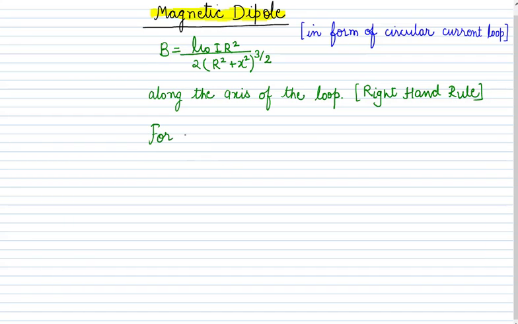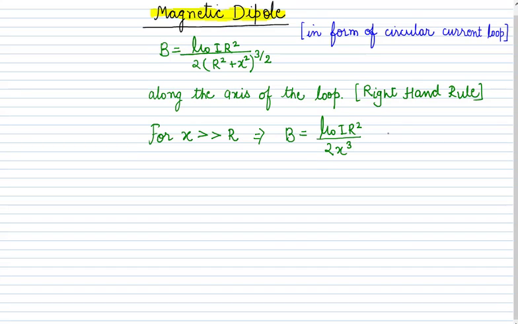Now if the distance x, that is the distance from the center to the point P where we want to calculate the magnetic field, is very much greater than the radius R of the loop, then because x has a very large value, we can neglect R in comparison to x. What we get is B is equal to mu naught I R square upon 2 x square to the power 3 by 2. So the 2 cancels out, giving 2x cube. This is the formula modified for x very much greater than R.